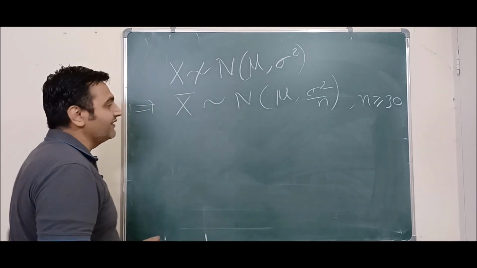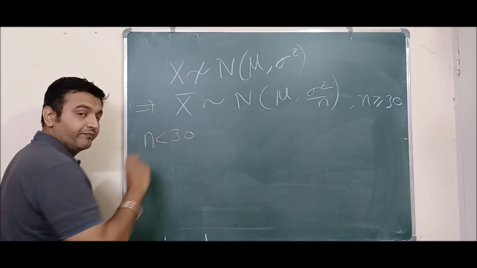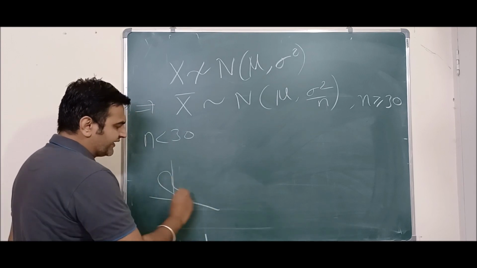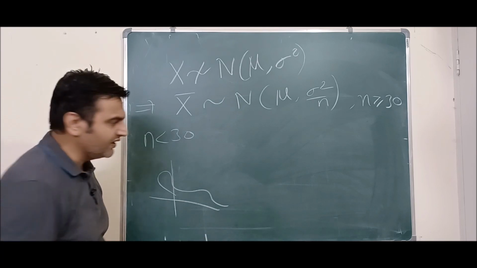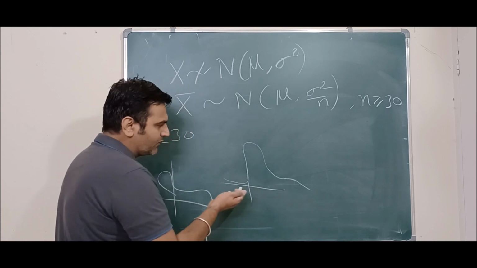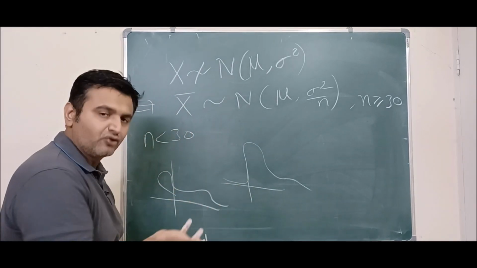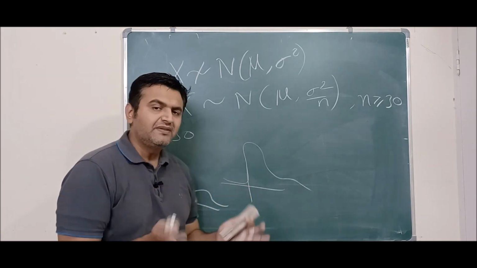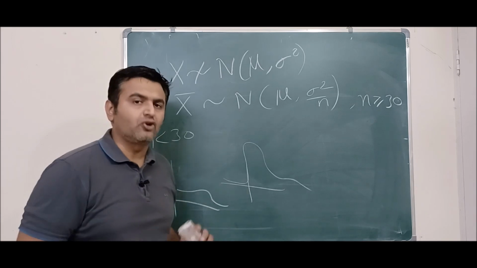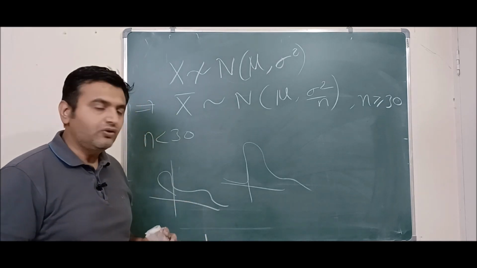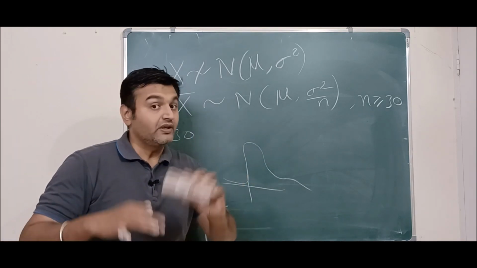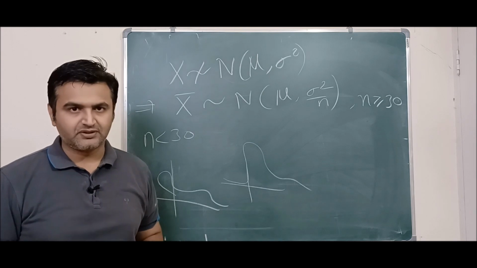So that's one thing. Now you may ask, what if n is less than 30? Well, this also works, provided your x is not terribly skewed. Suppose your x is not normal, but it's not that bad either, it's almost kind of normal. If your x is not too distorted, or is approximately normal, then even if you take n less than 30, it will give you a decent normal approximation, not the exact one, but a decent one.